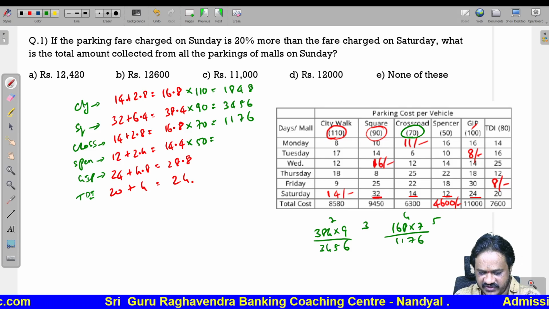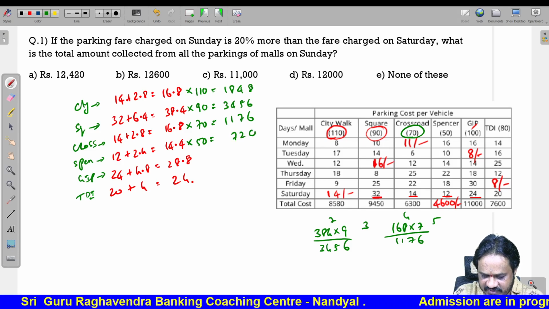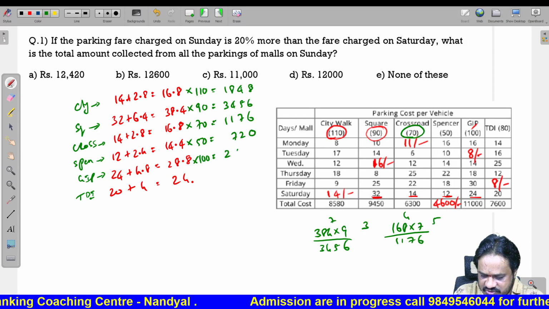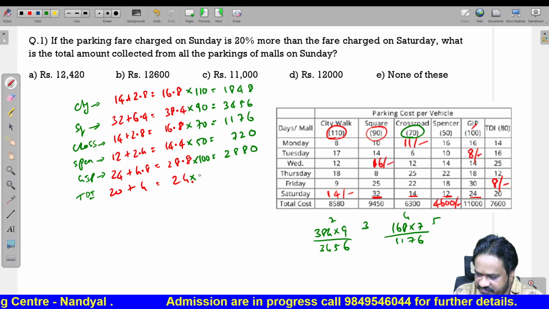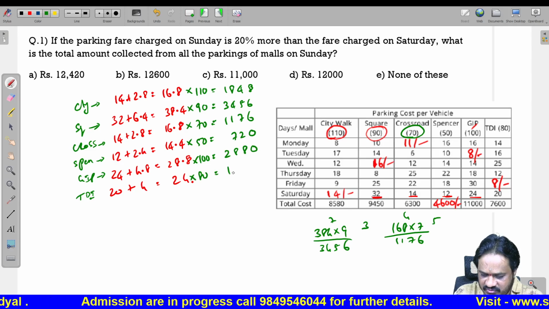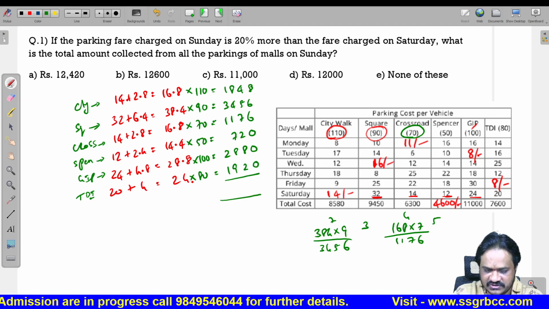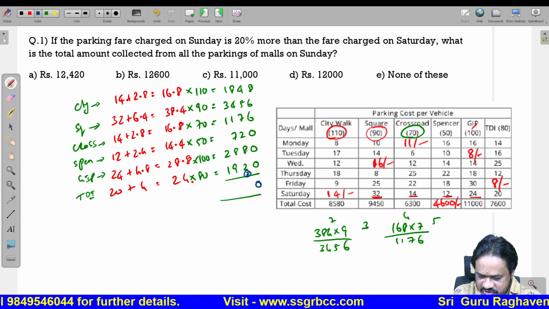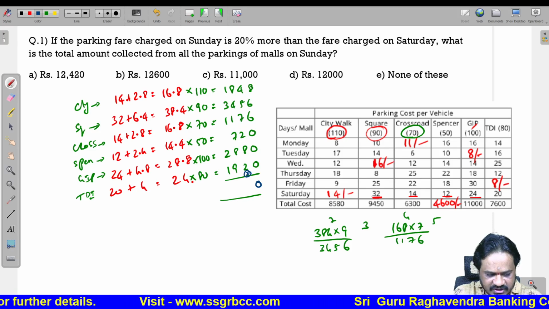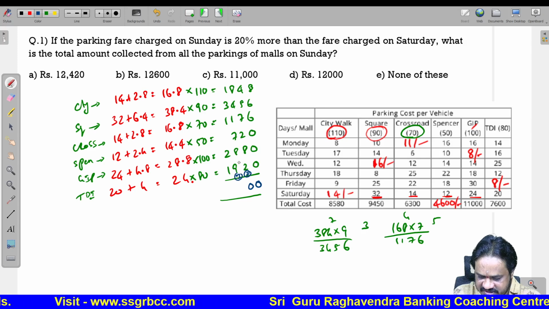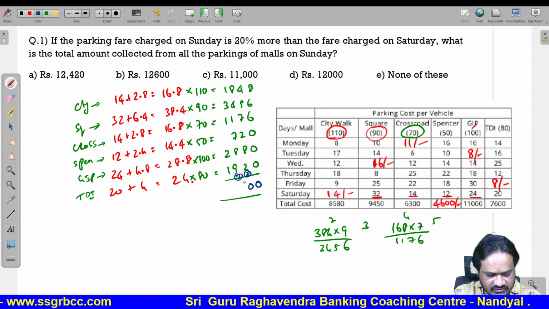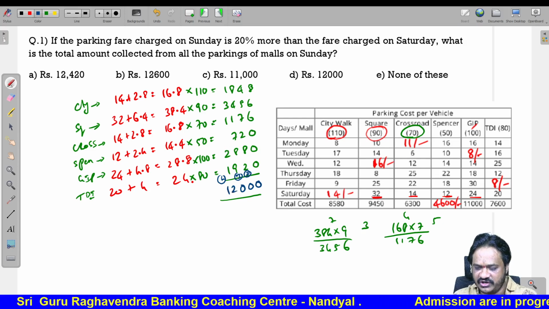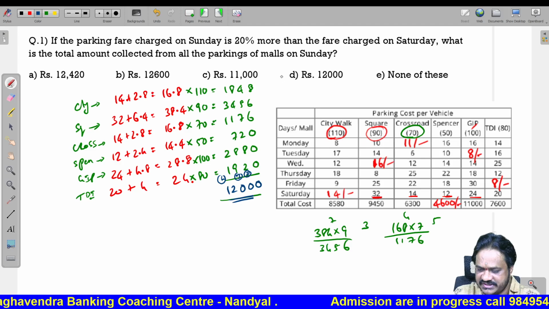This is into 50. 144 into 50, so 5 4s 20. This is 720. This is 100. So 28.8 into 100, that is 2880. This one 80, that will give 1920. So total, adding all of these, you are going to get totally 12,000 rupees on Sunday.